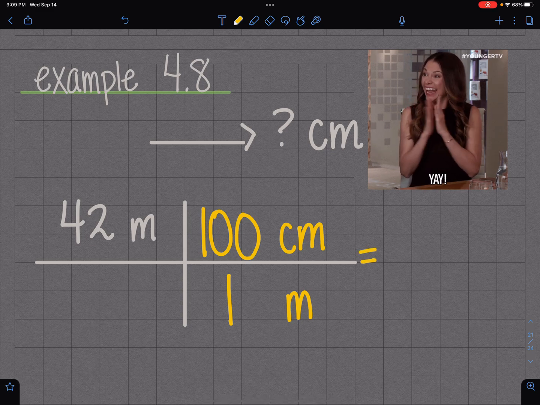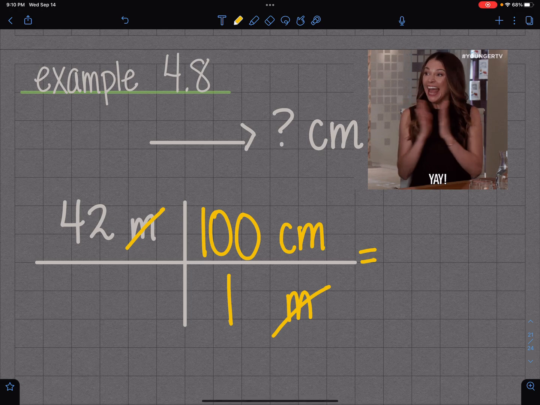Okay, so how do I know that? I only know that because of the prefix centa, like a centipede, which has 100 feet. Well, supposedly, 100 centimeters in a meter. You should know that just because it's the metric system. So here we go. Meters cancel out. Yay, that was so satisfying and fun.